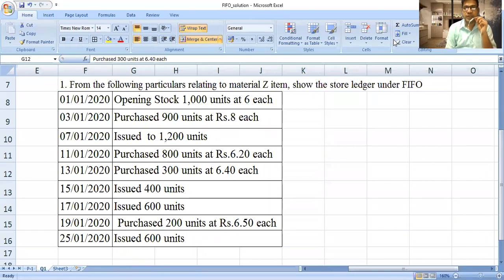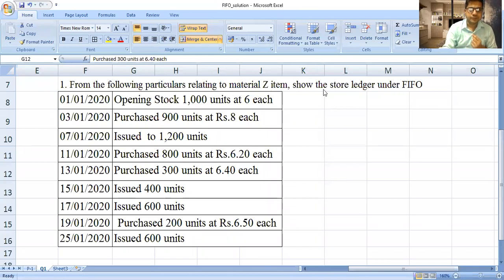11/1/2020 purchase 800 units at rupees 6.20 each. 13/1/2020 purchase 300 units at 6.40 each. 15/1/2020 issued 400 units. 17/1/2020 issued 600 units. 19/1/2020 purchase 200 units at rupees 6.50 each. 15/1/2020 issued 600 units. Now friends, this is a particular problem.